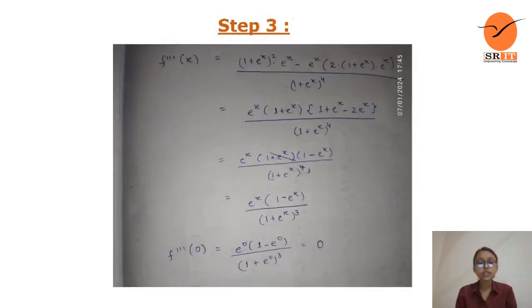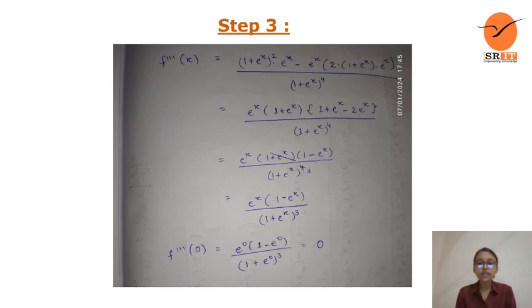Now step 3 is differentiating f double dash x to get f triple dash x. Now again we apply the u by v principle, that is v u dash minus u v dash upon v square, to f double dash x, and we get e raised to the power x into 1 minus e raised to the power x upon 1 plus e raised to the power x taken 3 times.